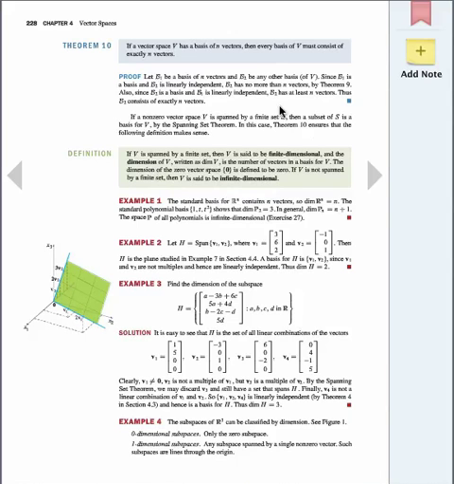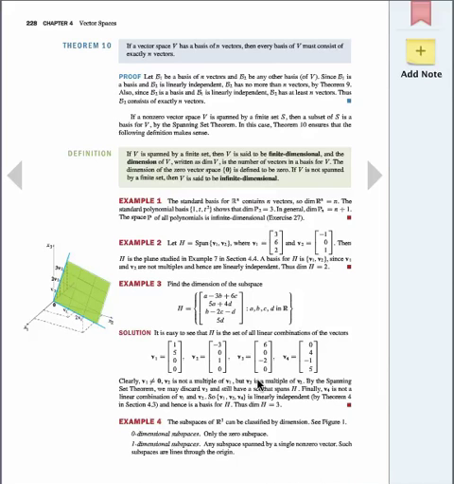So the definition here is that if a vector space is spanned by a finite set, there are a finite number of vectors in any basis for it, and that number is well defined. We'll take that number as the dimension of our vector space. Some vector spaces are not finite dimensional, they're infinite dimensional. They cannot be spanned by a finite number of vectors. We're going to be concerning ourselves mostly with finite dimensional spaces.